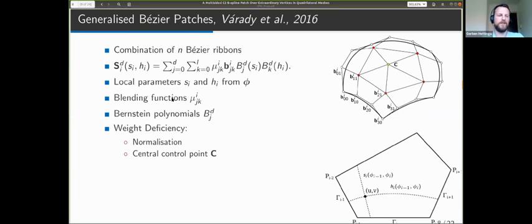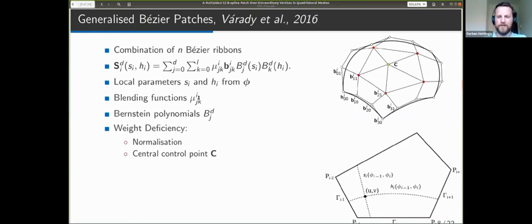Right. Well, these coordinates are of course also used in the generalized Bézier patches of Várady et al. A generalized Bézier patch is a combination of n Bézier ribbons, which you can see around over here. So it's two rows of control points, and the surface is a combination of n of these partial Bézier surfaces. These partial Bézier surfaces, so the ribbons, are made from local parameters S and H, which are constructed from the generalized barycentric coordinates.